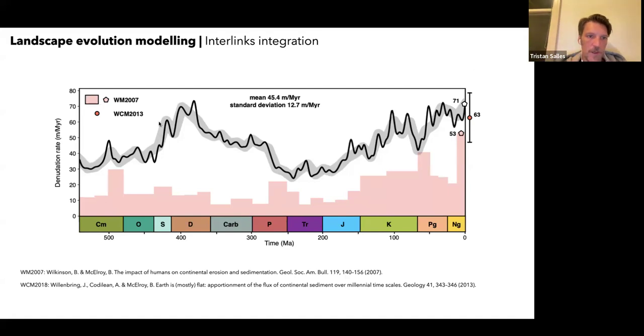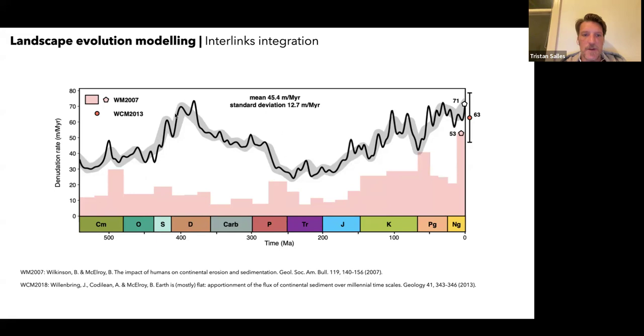Here, in black, you've got the denudation rate predicted by the model. If we want to compare it with some data, we've got data from Wilkinson and McElroy, based on the stratigraphic record. Close to the Neogene or present day there is a bit more data available, which helps us calibrate the model better, over the first 20 million years. But we see that there are periods where, in terms of trend, for example for the last 200 million years, the stratigraphic record predicts an increase, which is also found here.